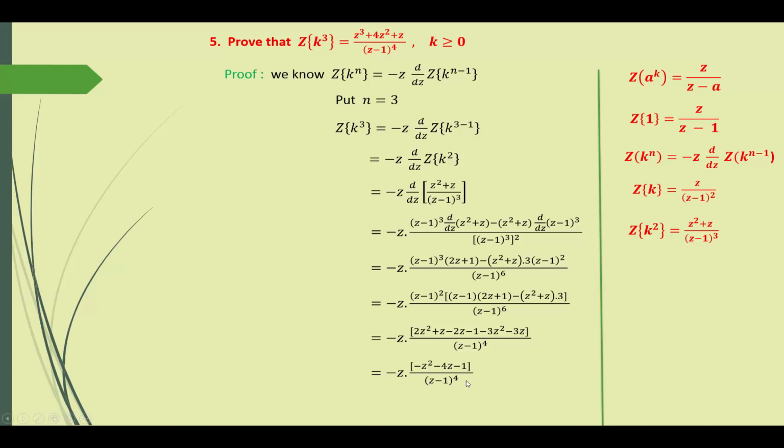Now multiply by minus z. So we get plus (z cube plus 4z square plus z) upon (z minus 1) raised to 4. This is the Z transform of k cube. So we get the new formula: Z transform of k cube equal to (z cube plus 4z square plus z) upon (z minus 1) raised to 4.